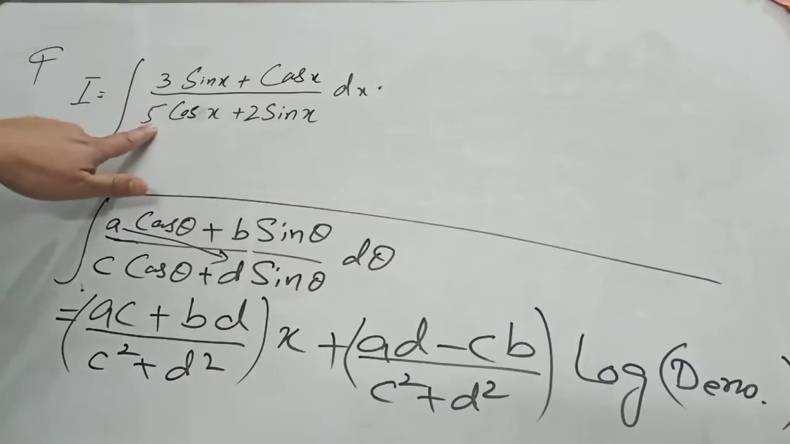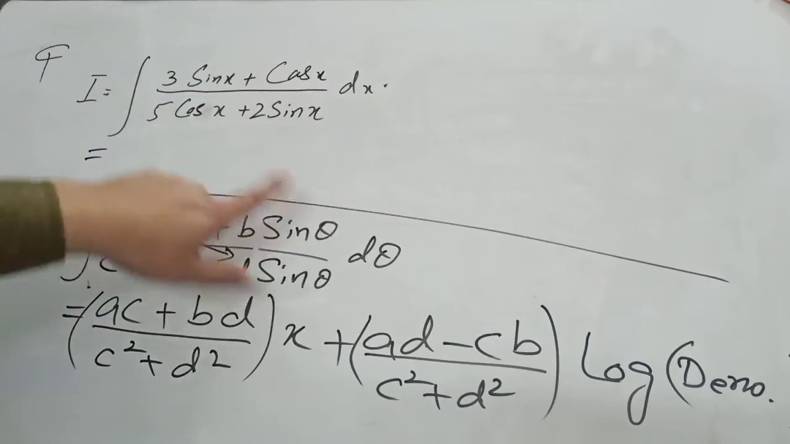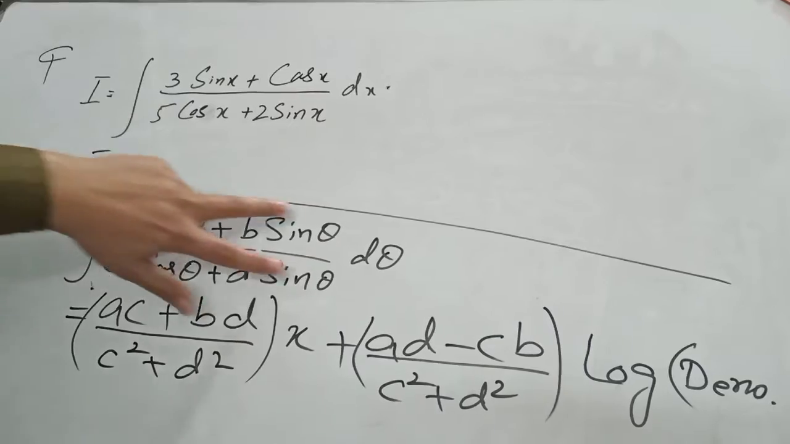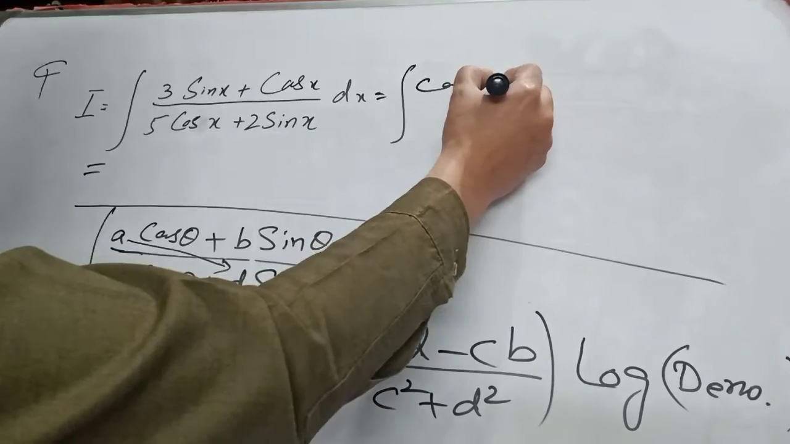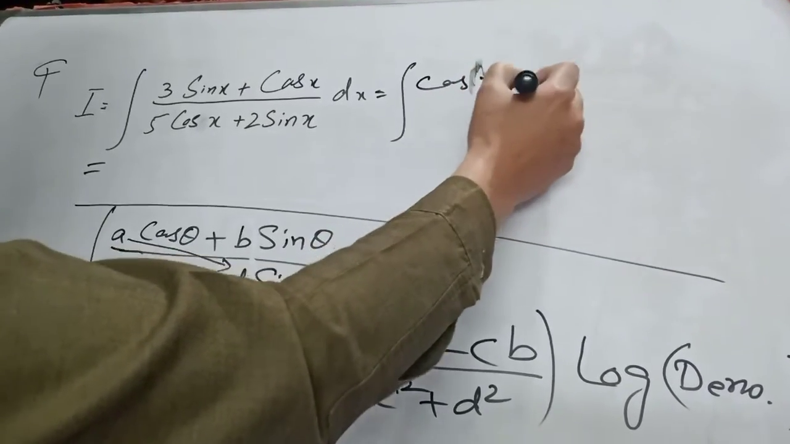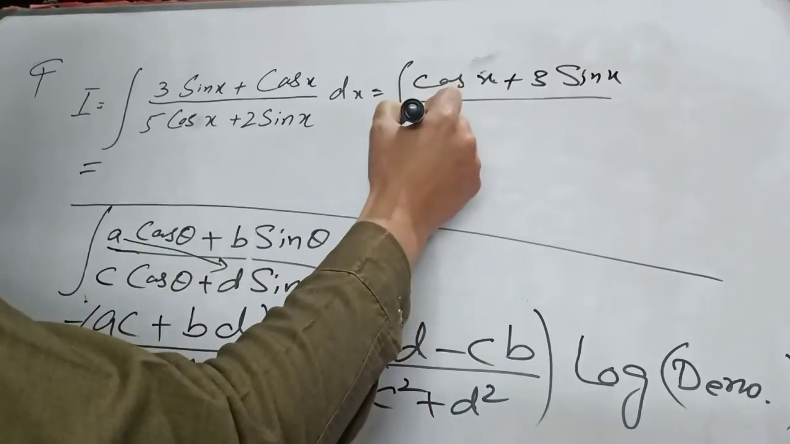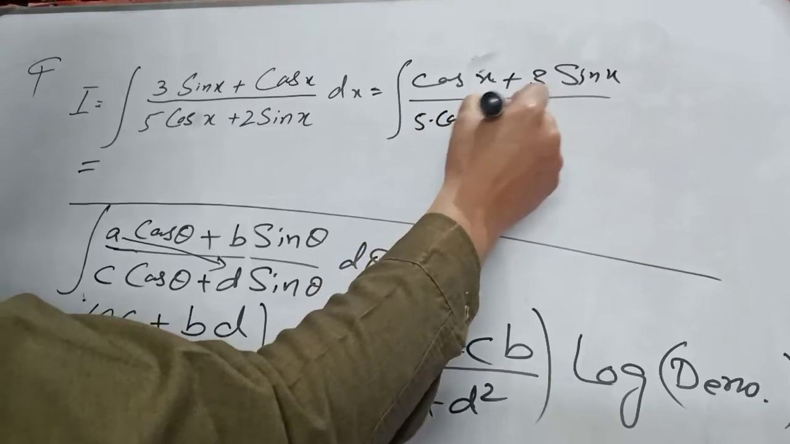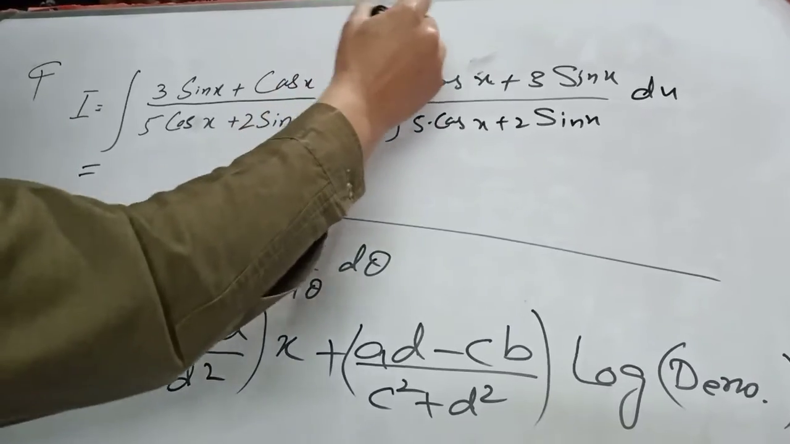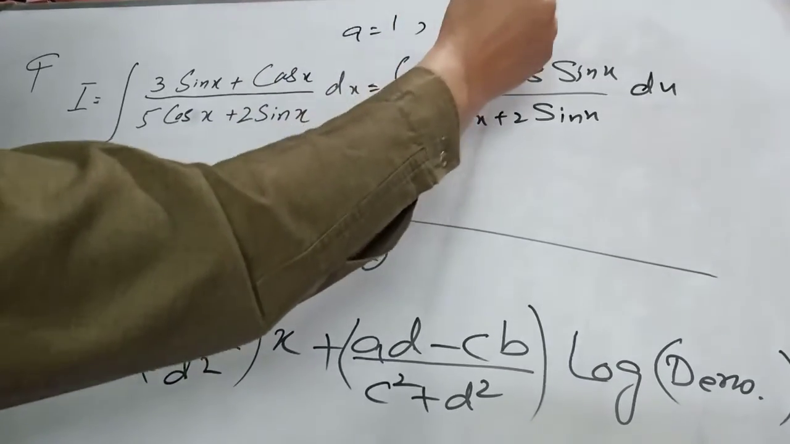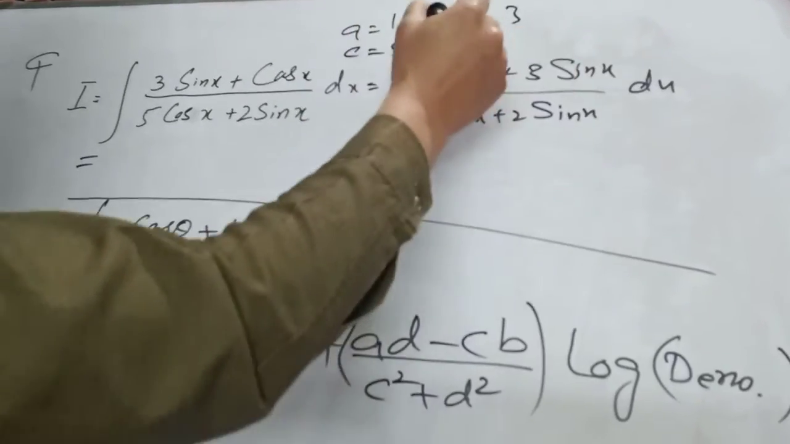Now for the solution of our given problem, we will transform the given question. In this scenario you have cos function at first and then sine function, so it will be cos x plus 3 sine x divided by 5 into cos of x plus 2 sine of x dx. Now you can see that a equals 1 and b equals 3, c equals 5 and d equals 2.